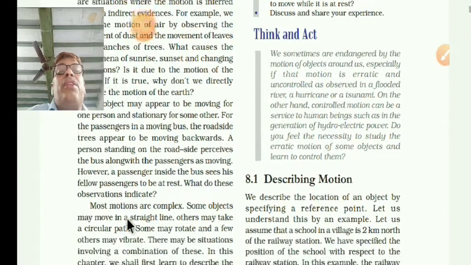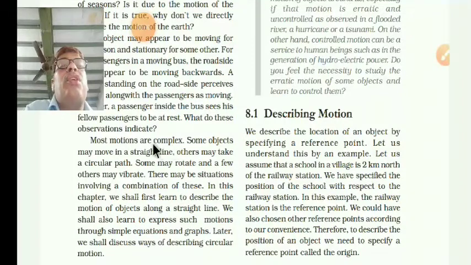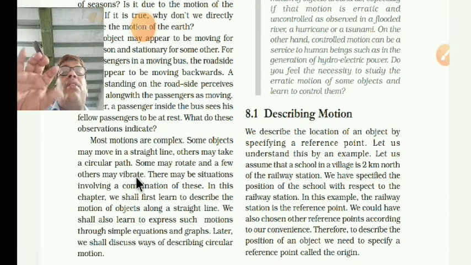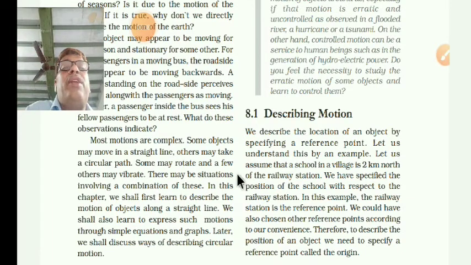What do these observations indicate? Most motions are complex. You are not able to judge correctly. Some objects may move in straight lines, others along a circular path, some may be rotating, and a few others may be vibrating, that is, shaking. There may also be situations involving a combination of these. In this chapter we will describe the motion of an object along a straight line. We will also learn to express motion through simple equations and graphs and simple calculations. Lastly, we will discuss circular motion.